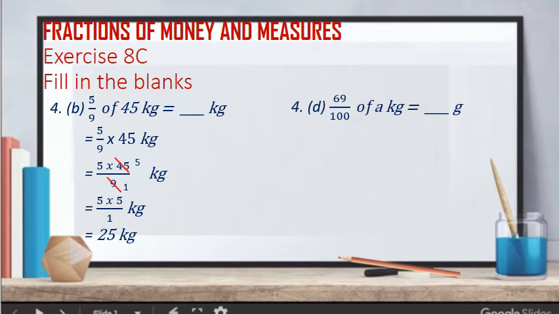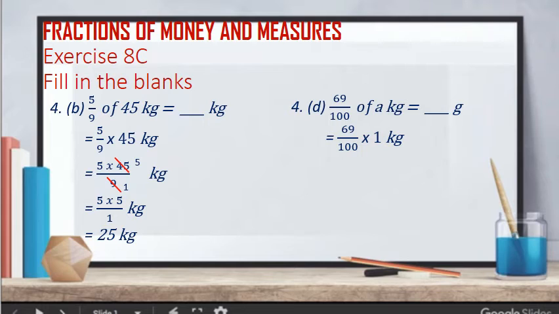Now children, let's come to the next question, and the next question is 4D. Here we have 69 upon 100 of a kg is equal to how many grams? Now children, a kg means 1 kg. Therefore, 69 upon 100 of a kg, we can write it like this: 69 upon 100 multiplied by 1 kg.